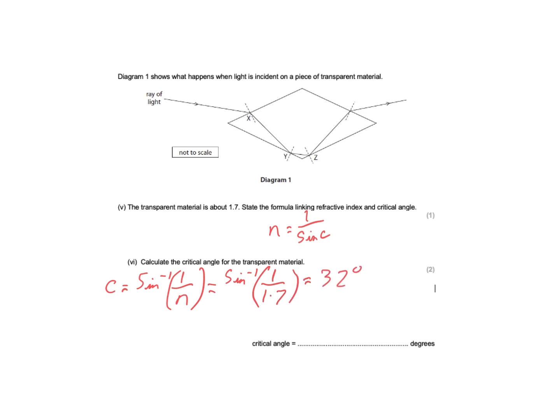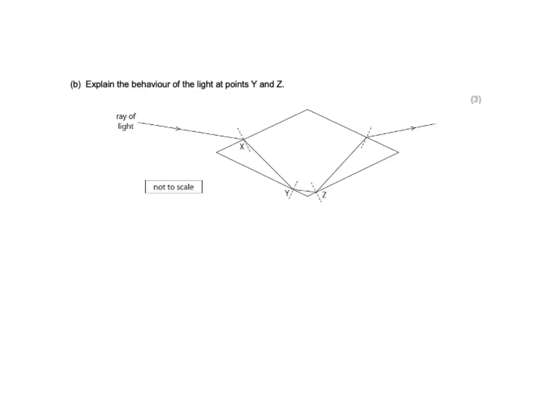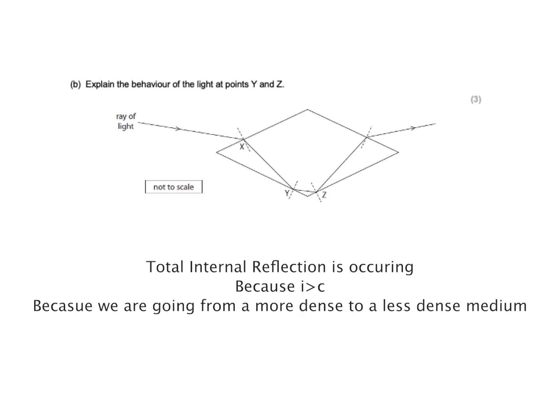And we remember to show our equation, sum, answer, and unit. So next we're asked about what is happening at points Y and Z. And this is where we have total internal reflection. And we get total internal reflection because the angle of incidence is greater than the critical angle, and because we are going from a more dense to a less dense material. This is because we are in glass, the more dense material, and would be going into air.